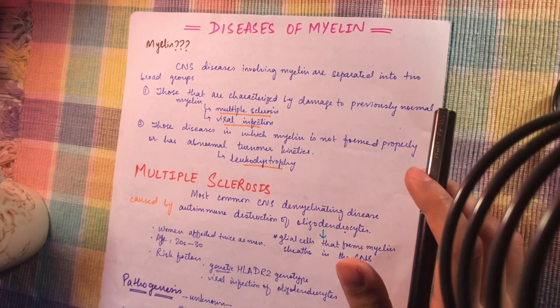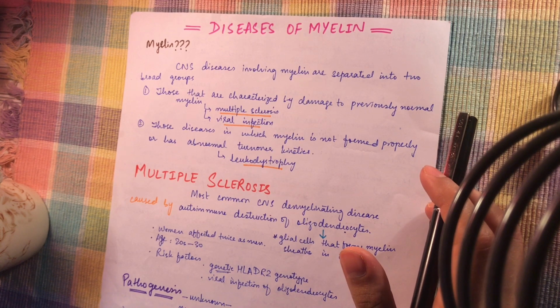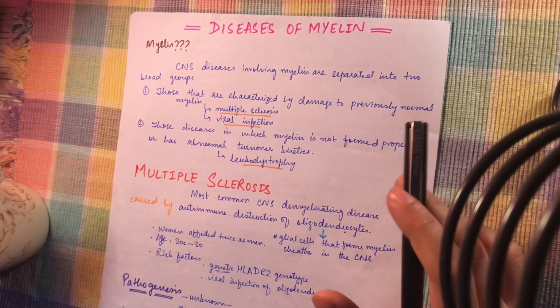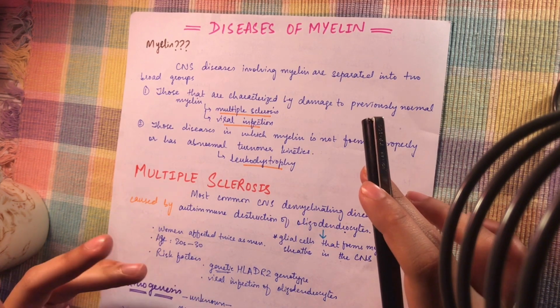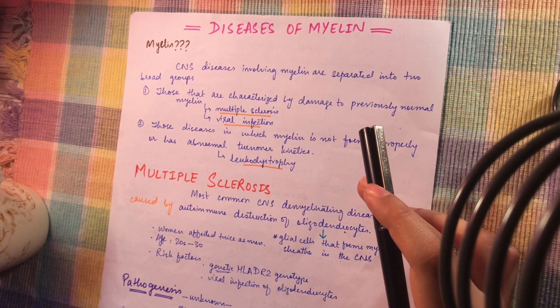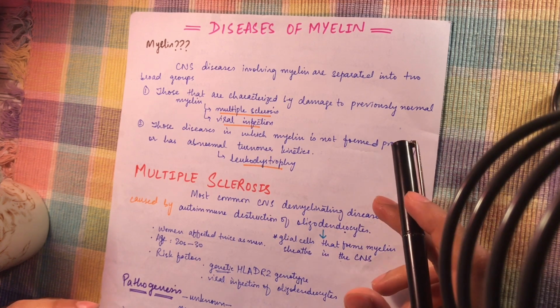Hello everyone. So today we're going to talk about the demyelinating disorders, or the diseases of myelin. So what is myelin? Myelin is an electrical insulator that allows the rapid propagation of neural impulses. It insulates the axons and improves the speed and the efficiency of the conduction. So oligodendrocytes myelinate the central nervous system and the Schwann cells myelinate the peripheral nervous system.